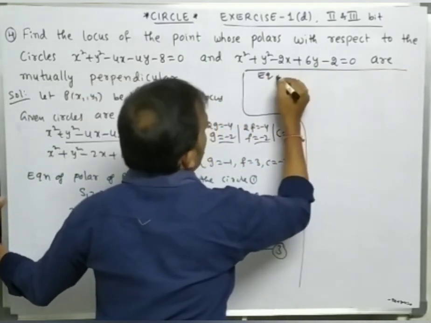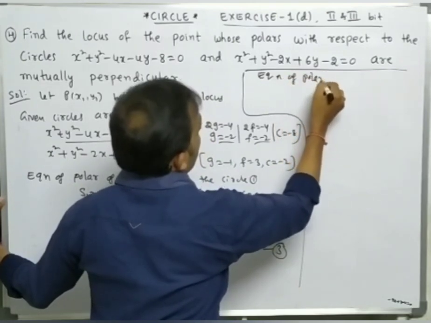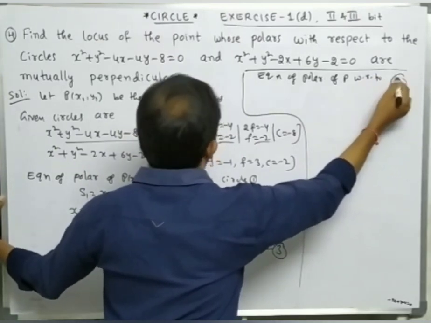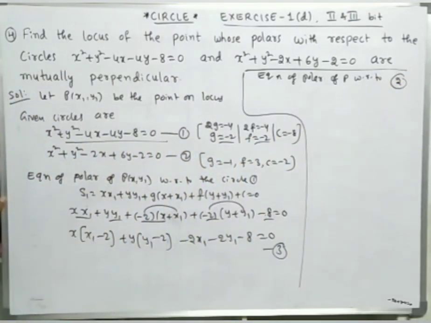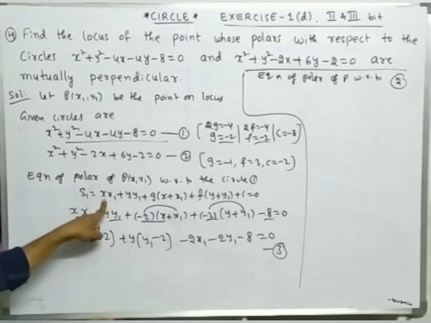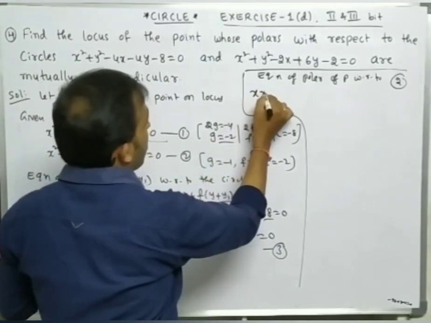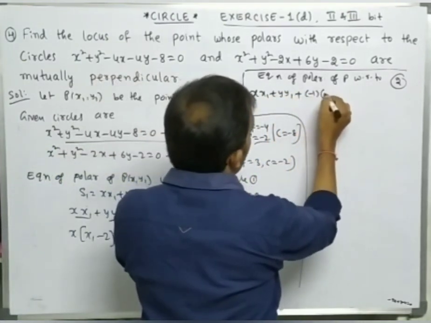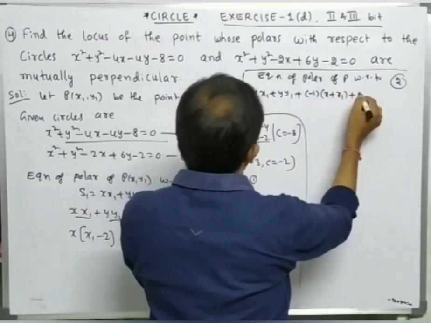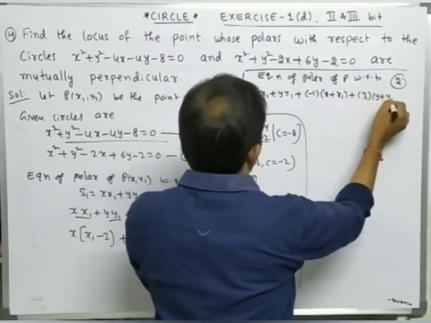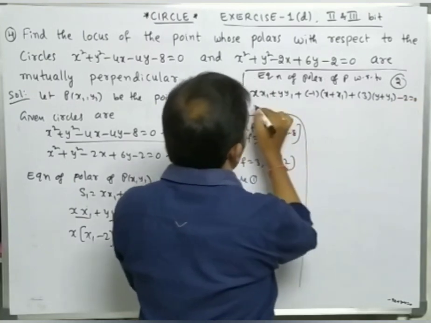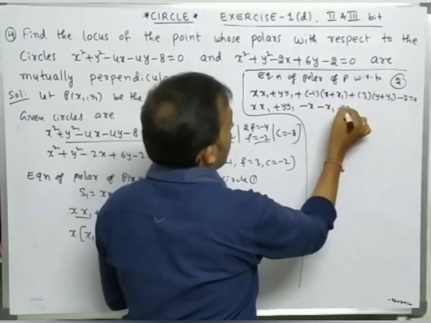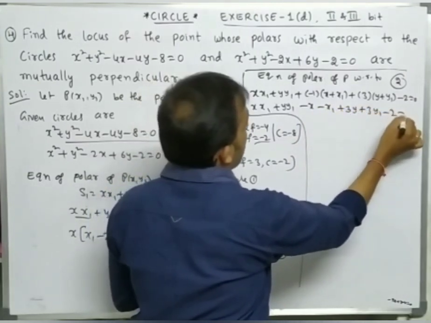Equation of polar of P with respect to the second circle, that is also S1 is equal to 0, same equation. So here x into x1, y into y1 plus g value is minus 1 into (x plus x1), f value 3 into (y plus y1), c value minus 2 is equal to 0. Multiply minus 1 into (x minus x1), 3y, 3y1 minus 2 is equal to 0.